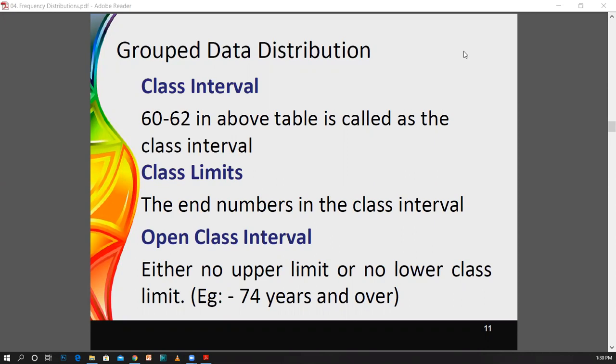It means that you are having the maximum as 10, and the below as any value which is less than 10. Therefore, in such situations, you may have either the upper class interval or the lower class interval. Such situations are called the open class interval.